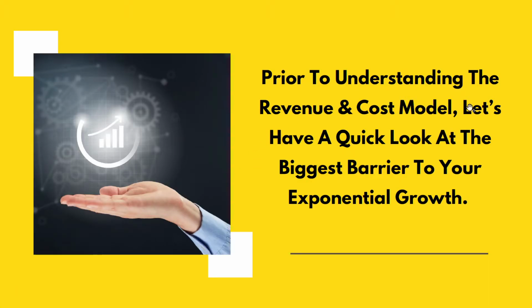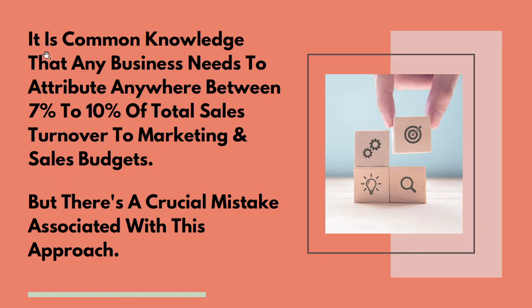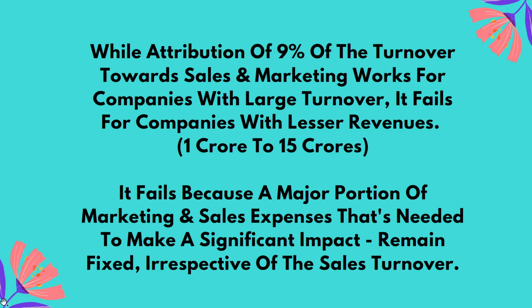Now, prior to understanding the revenue and cost model, let's have a quick look at the biggest barrier to your exponential growth. It's common knowledge that any business needs to attribute anywhere between 7% to 10% of total sales turnover to marketing and sales budgets. But there's a crucial mistake associated with this approach. While attribution of 9% of the turnover towards sales and marketing works for companies with a large turnover, it fails for companies with lesser revenue. That is, companies with revenues of 1 crore to 15 crores.